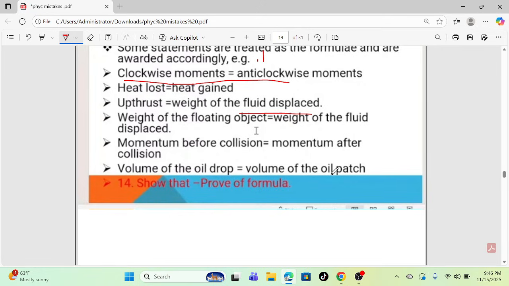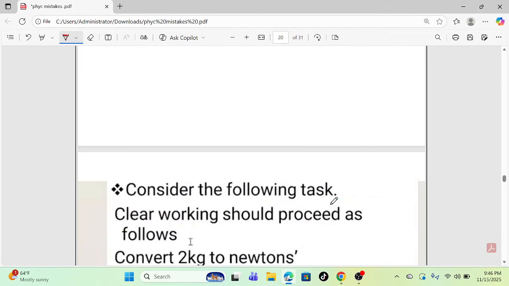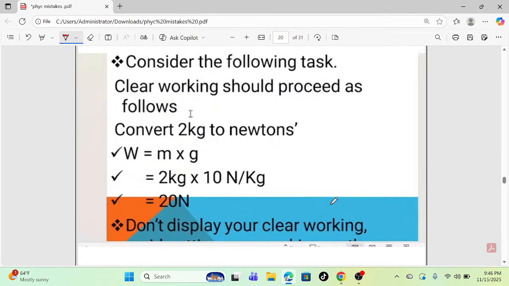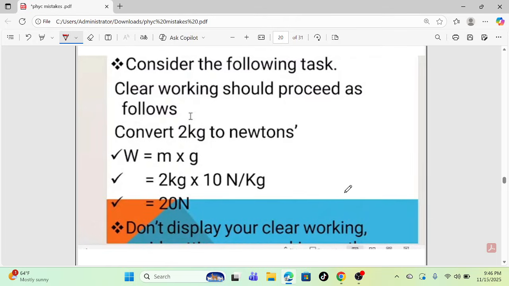Show that. So for example, if the question asks to prove a formula, for example, if the question asks to prove pressure equals rho hg, if the question is asking you to prove this, it must be proved in a systematic way, one by one. Consider this. Clear working should proceed as follows. Hii lazima ikuwe clear working.